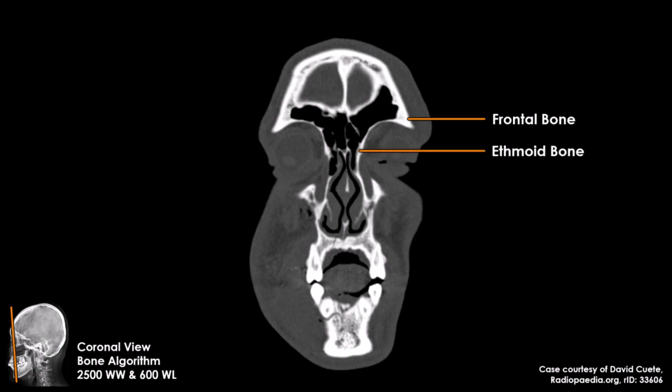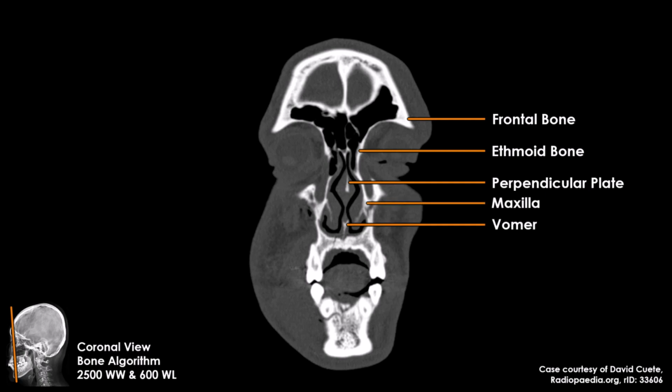This is the ethmoid bone, also a cranial bone. It contains the ethmoid sinuses and forms part of the medial orbital margin. That's the inside edge of the bony orbit. This thin bone is the perpendicular plate, which extends inferiorly from the ethmoid bone to form the upper half of the bony nasal septum. The lower half of the bony nasal septum is formed by the vomer, a different bone.